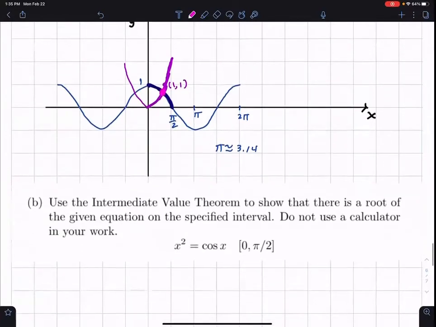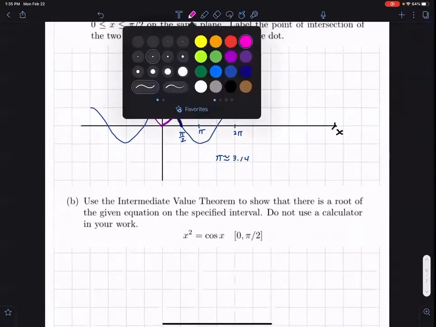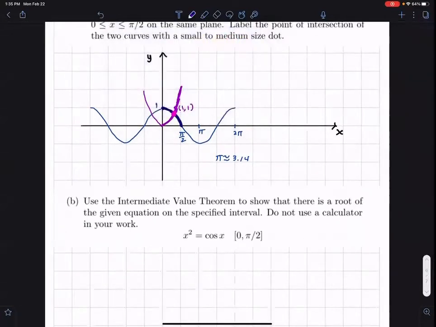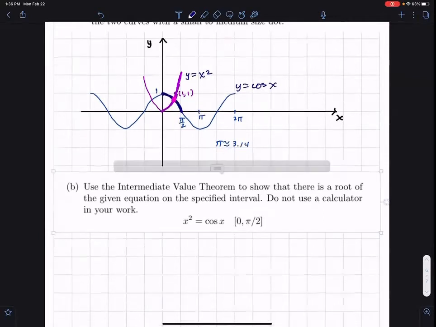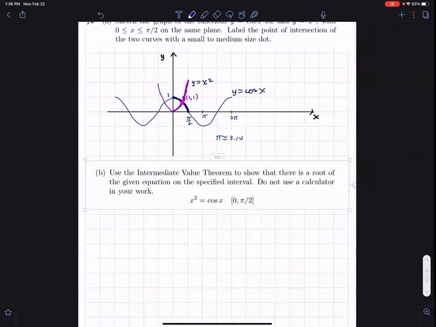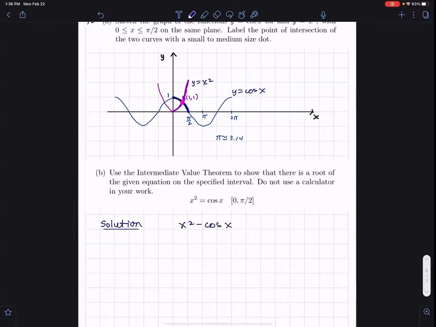What I want to do is use the intermediate value theorem to verify something that we see already, that they do have an intersection. They do have a solution, that x squared does equal cosine x. So I'm going to use the intermediate value theorem to show that there is a solution to x squared equals cosine x. The picture shows that anyway. I want you to do this by following these steps. I first bring everything over to the left-hand side.